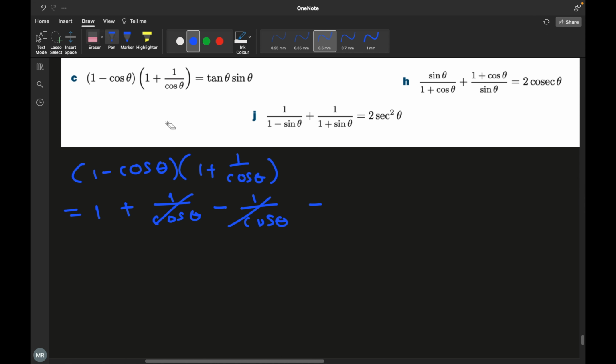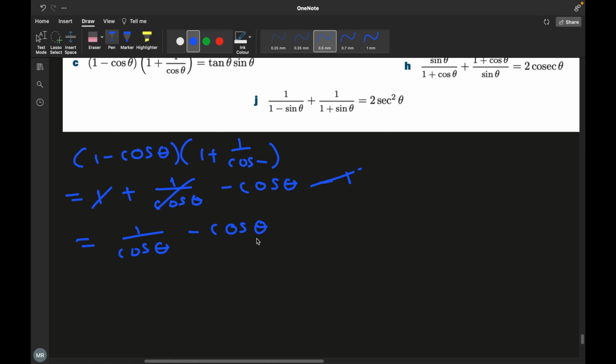I'm so sorry. We have minus cos theta minus 1. This doesn't get cancelled, I'm so sorry. These two get cancelled, and we have this minus cos theta. We can write cos theta as this, minus cos squared theta by cos theta.